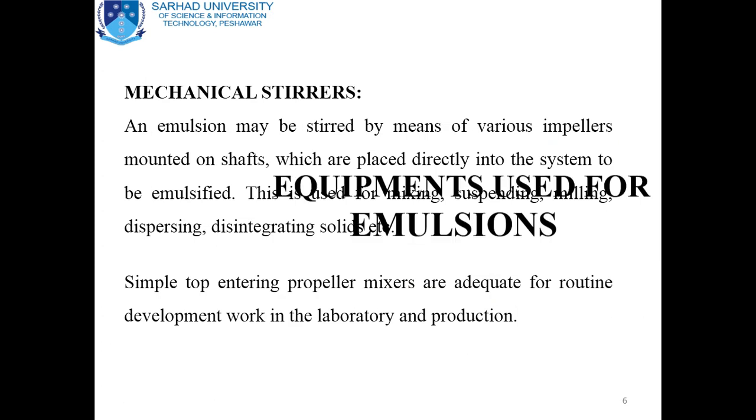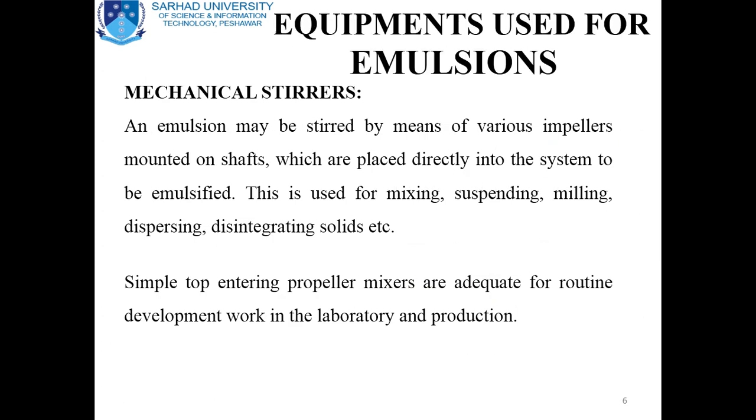The second piece of equipment is the mechanical stirrer. An emulsion may be stirred by means of various impellers mounted on shafts. It is a centralized shaft, and on that shaft the impellers are rotated.